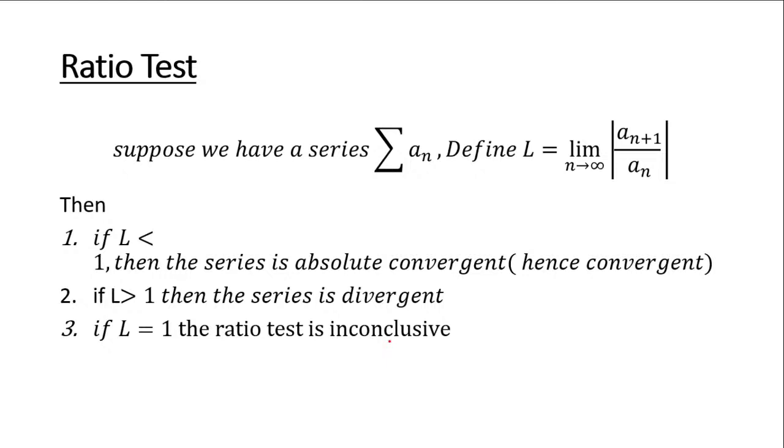With the ratio test, if you have a question and you want to use the ratio test and you get L equal to 1, it means that you cannot use the ratio test. You need to use another test, maybe comparison or anything. So that's what I want to tell you.